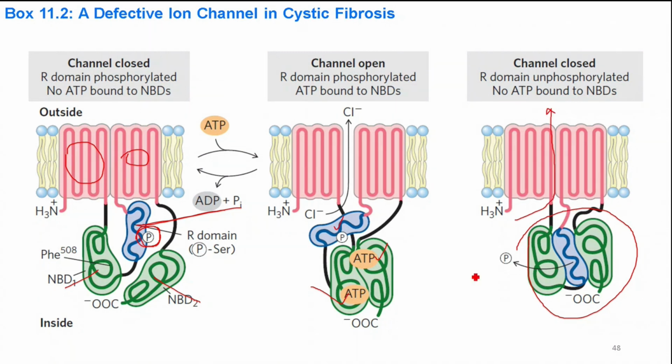In this kind of condition, when this amino acid is mutated and is not phosphorylated, cystic fibrosis kind of diseases occur because of this kind of mutation in which it is not phosphorylated. This is the R domain of the ABC transporter.